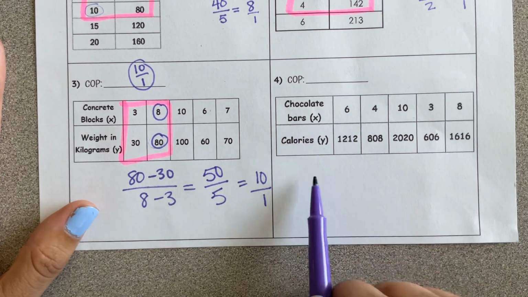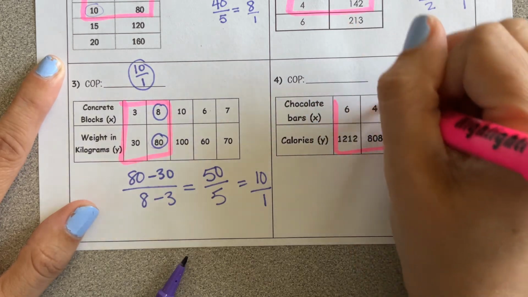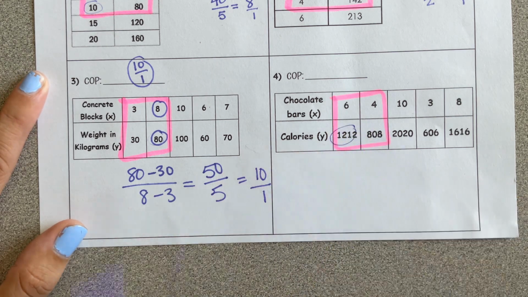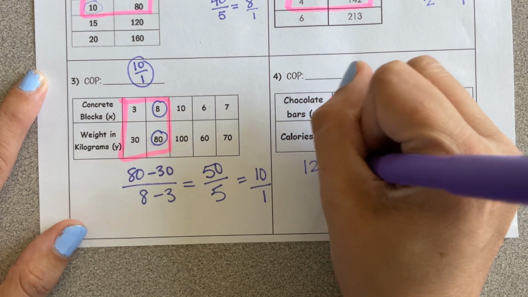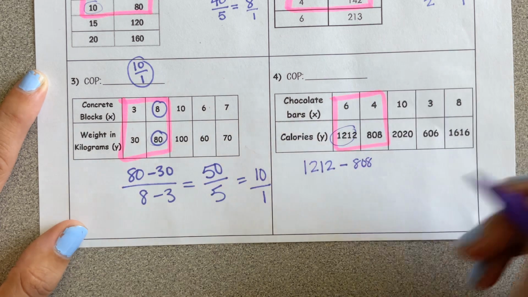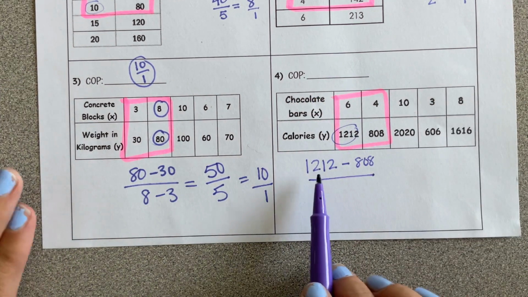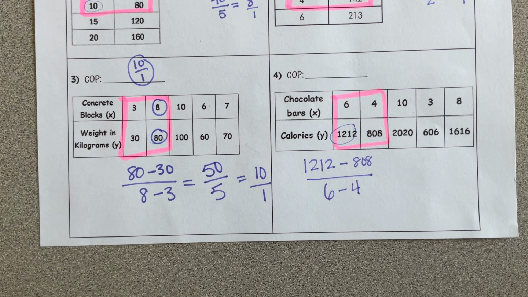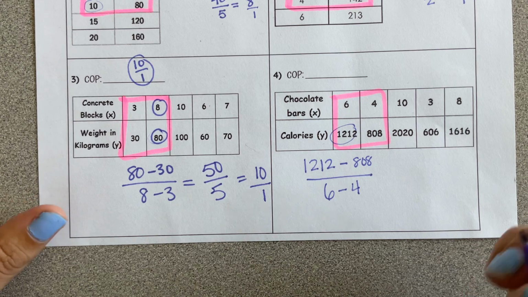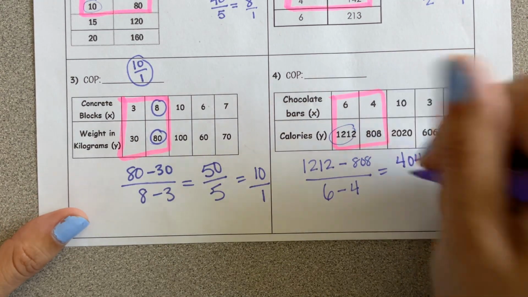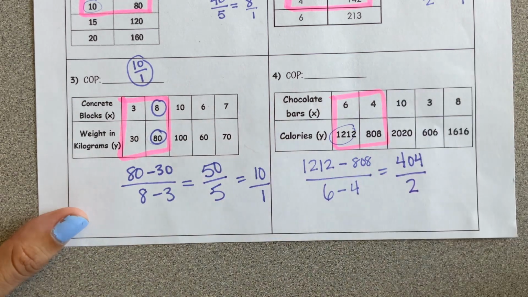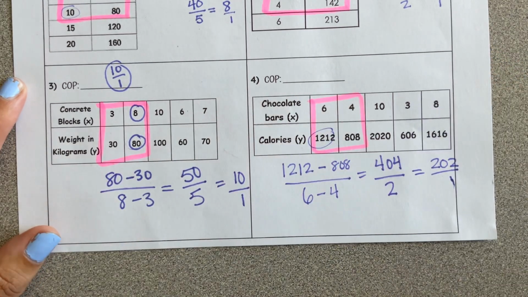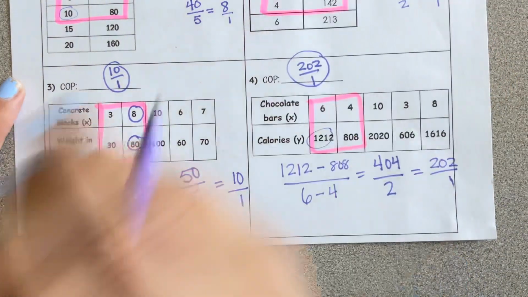All right, next up, same thing. I'm just going to pick the first two x and y values. Okay, we have to do y first. I'm going to start with this bigger y right here. So 1,212 minus 808 over, since I started with this y value, I'm going to start with this x value, 6 minus 4. So we're going to subtract on top. 1212 minus 808 is 404 over 6 minus 4 is 2. And we're going to simplify that. 404 divided by 2 is 202 over 1. So our constant of proportionality is 202 over 1.